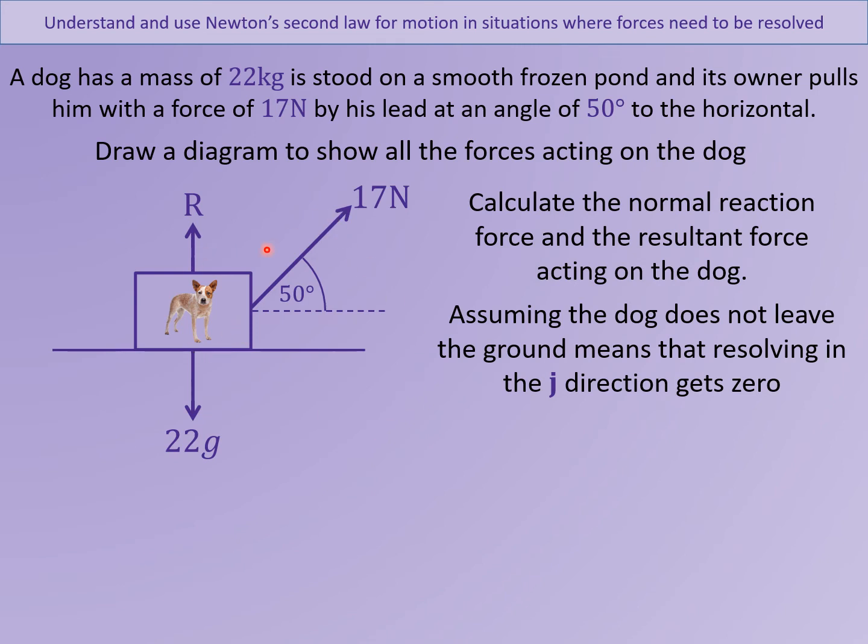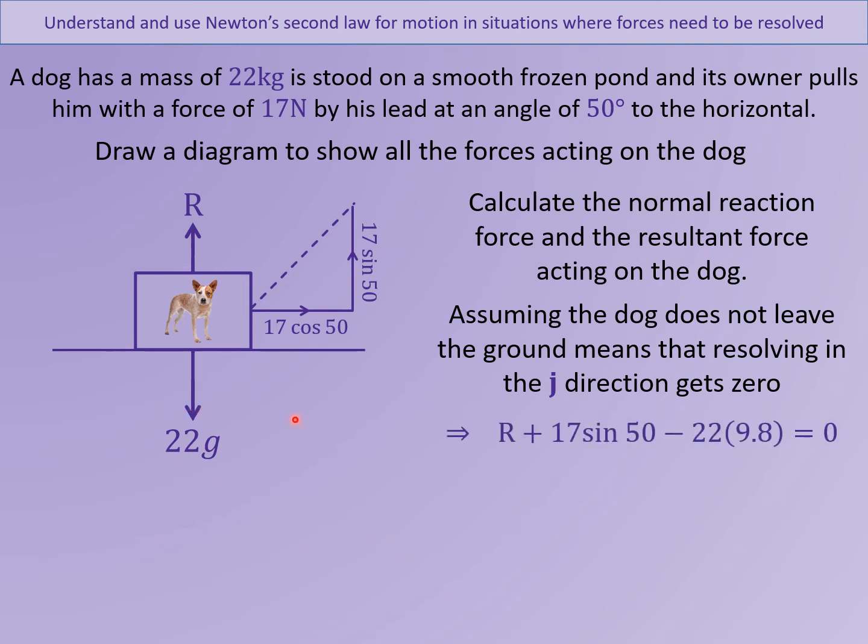So how do we actually figure that out? Well, if we're resolving in just the J direction, we're only looking at the forces pushing up and down. What forces are pushing up? We have the 17 sine 50. The owner is pushing up with a force of 17 sine 50. The ice is pushing the dog up with a force of R, and the dog's weight is pushing down against the ice with 22 times G. So we can put all those facts in.